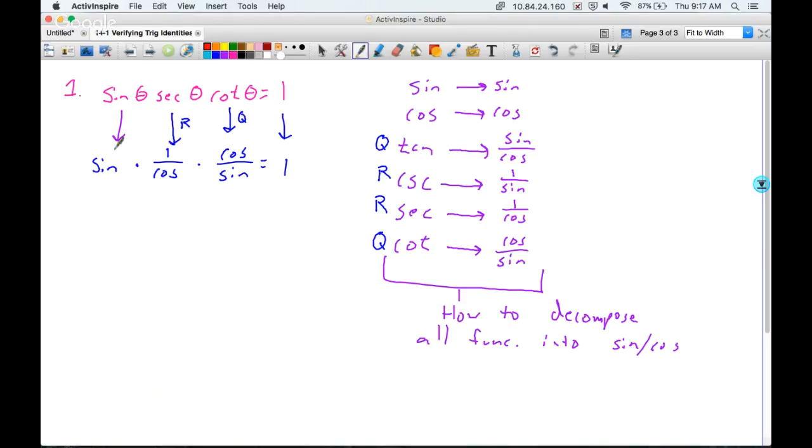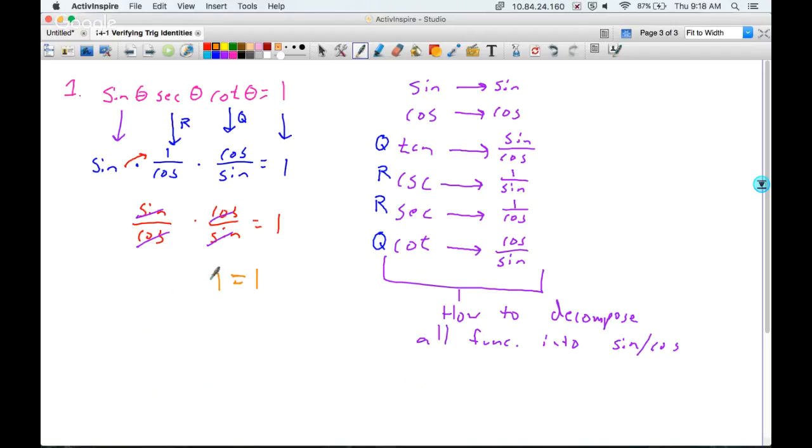All right, if I've got a function in front of a fraction, I can bring that on top of the function. Now I've got sine over cosine times cosine over sine equals 1. The sine will cross-cancel with the sine. The cosine will cross-cancel with the cosine. Still something is left behind. A 1 is left behind. That's because, in effect, sine divided by sine is 1. Cosine divided by cosine is 1. 1 times 1 is just 1.